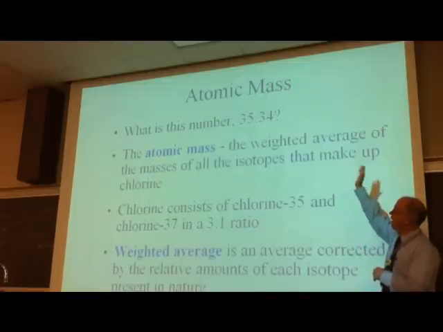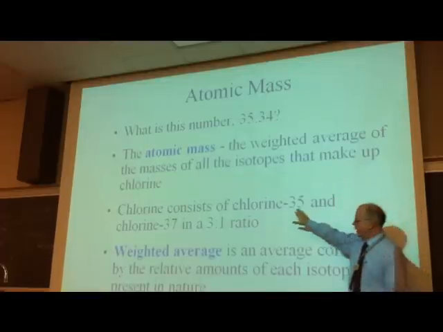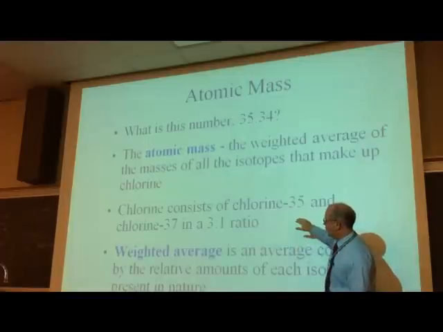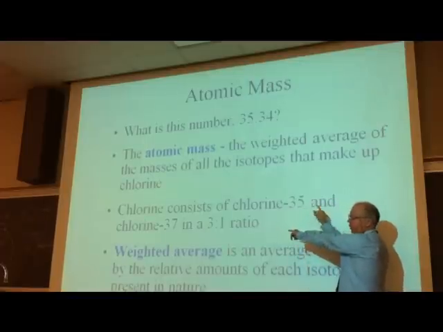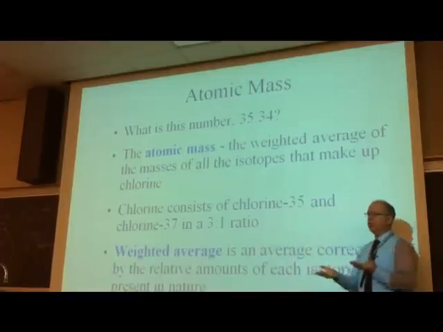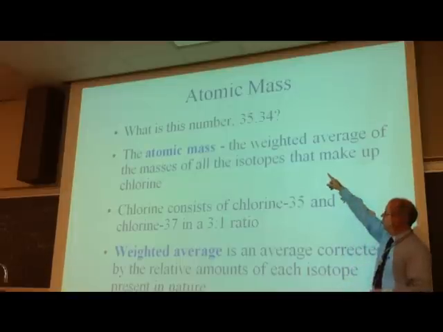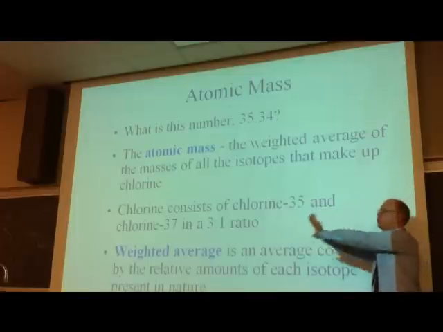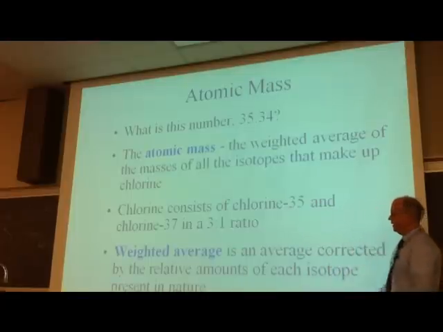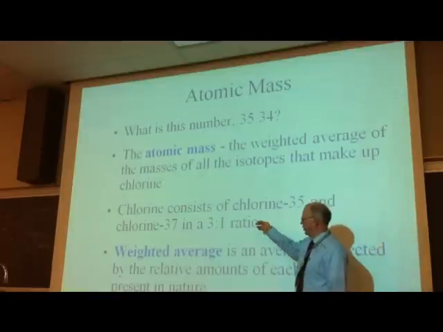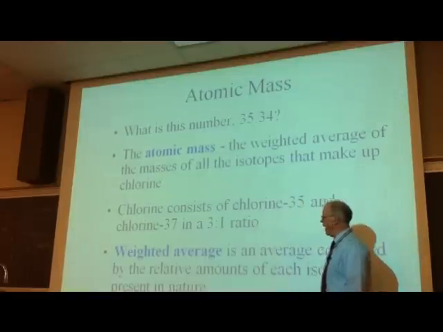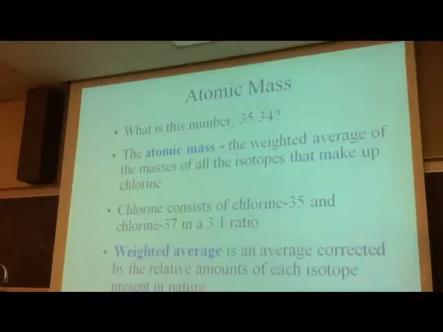between 35 and 37. And because there is much more, which is there more of? Is there more 35 or more 37? 35. So the true atomic weight is closer to 35, but it is influenced by the heavier isotope, and it's a weighted average.